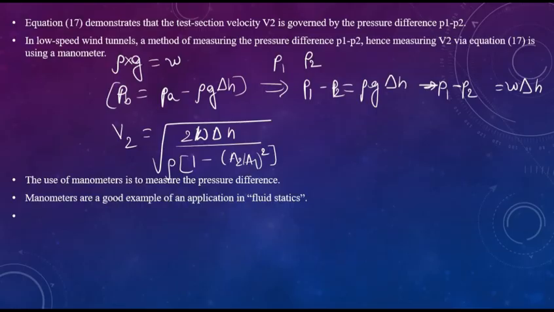But these manometers were used long days ago. Today, in most of the wind tunnels, they have been replaced by an array of electronic pressure measuring instruments. But manometers are a good example in application of fluid static. In most of the low speed wind tunnels, the test section is vented to the surrounding atmosphere by means of slots in the wall. So this is in some of the wind tunnels.